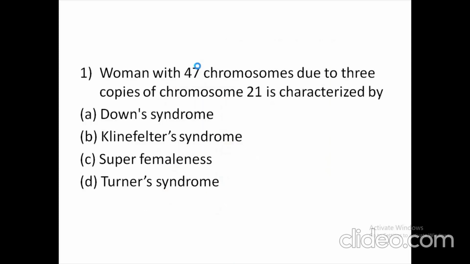Now let's solve some problems. Question number 1. A woman with 47 chromosomes due to 3 copies of chromosome number 21 is characterized by. An additional copy of the chromosome in the 21st pair is observed in case of Down syndrome. It may occur both in males as well as females. So here the answer is Down syndrome, where the additional chromosome in the 21st pair leads to the condition.